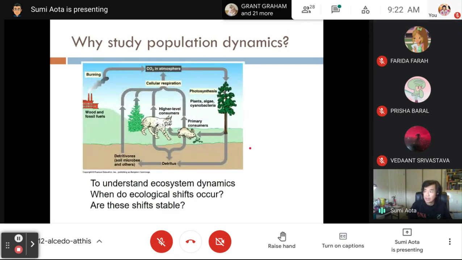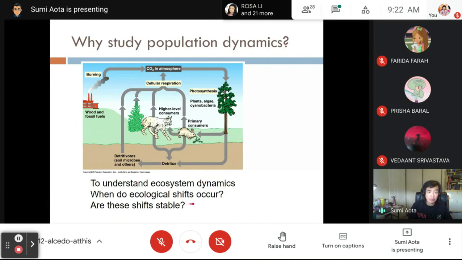Okay. And finally, in order to understand the dynamics of an ecosystem, right? So if you look at this cycle, right? When do these ecological shifts occur? Right now, there's a major ecological shift occurring because of this factor, wood and fossil fuel use, right? Because we're altering the amount of carbon dioxide in the atmosphere, and that's going to cause shifts throughout the entire chain.